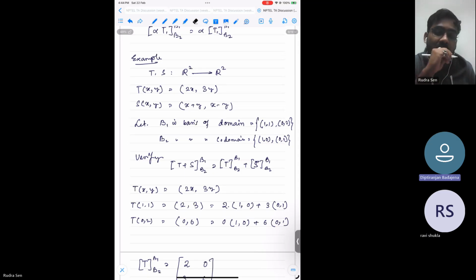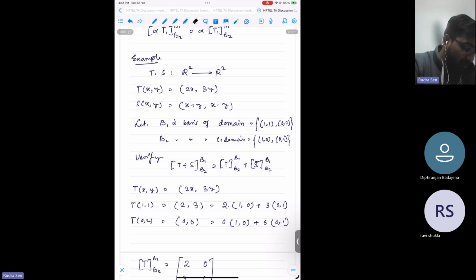Sir, can I take the B1 basis as (1, 0) and (0, 1)? No, if it is said in the question that the basis of the domain is (1, 0) and (0, 1), then it's okay. But it does not say anything about that. The question already mentions that the basis of the domain space is in R2. So T is basically taking a value from R2 and placing it in R2.